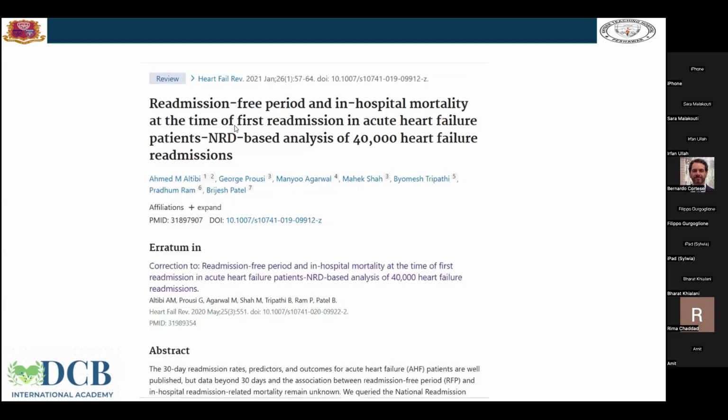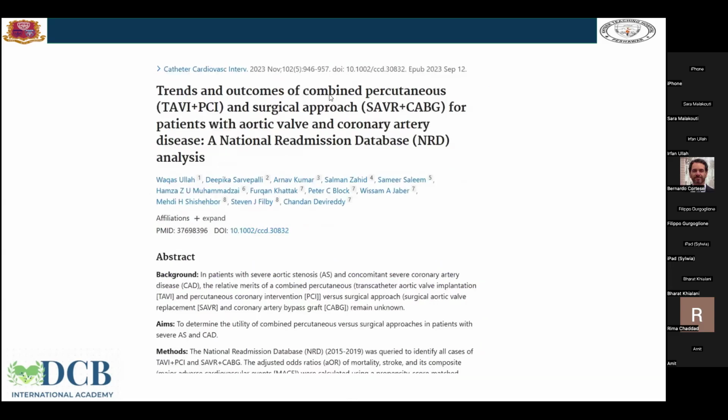A readmission-free period and in-hospital mortality at the time of first readmission in acute heart failure patients. So this is the data. It shows 4,000 heart failure readmissions. Another study: trends in outcomes of combined percutaneous and surgical approach for patients with acute coronary artery disease.